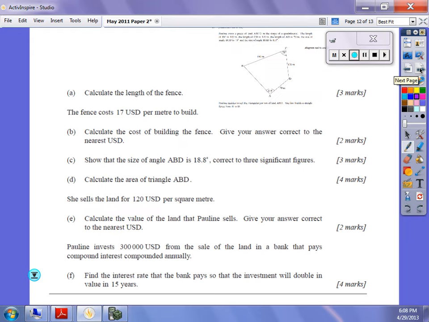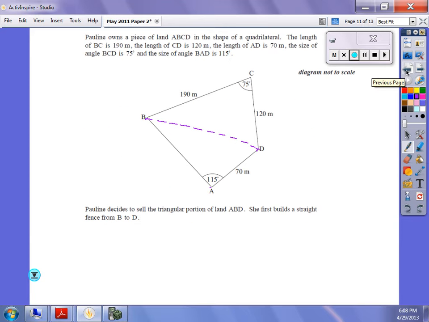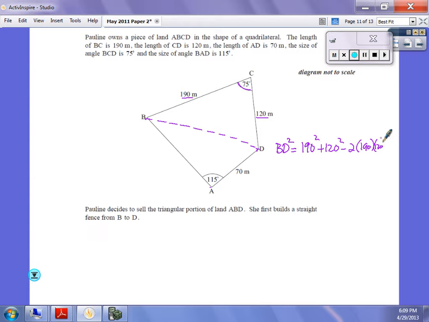The first question asks us, in part A, to calculate the length of the fence. So we're going to be calculating BD. I see that I've got a side, angle, side, and I know that when I have side, angle, side, that's an appropriate use of the law of cosines. So the length of BD, I'm just going to do that calculation here, BD squared using the law of cosines is equal to 190 squared plus 120 squared minus 2 times 190 times 120 times the cosine of the angle.